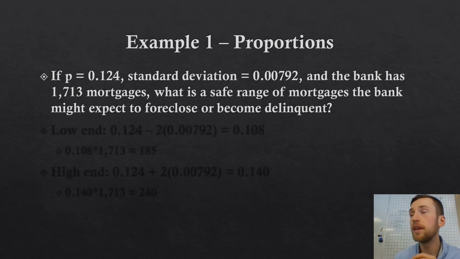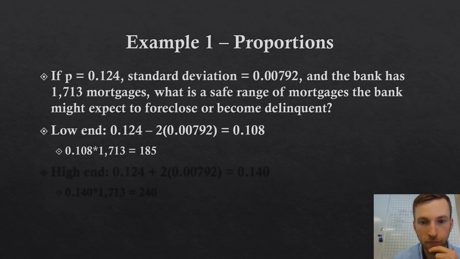Now, if you remember, we talked about how most of our data, or 95% of our data, falls within 2 standard deviations of our mean, or in this case 12.4%. So we can find a low end and a high end for the -2 standard deviations and +2 standard deviations from that mean. On the low end, if we take 12.4% -2 standard deviations, that would put us at 10.8%.